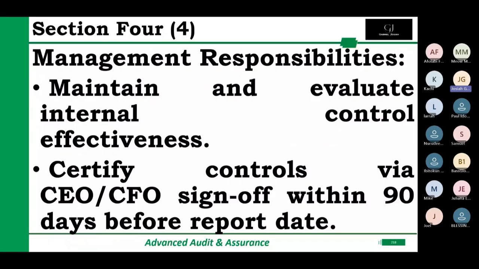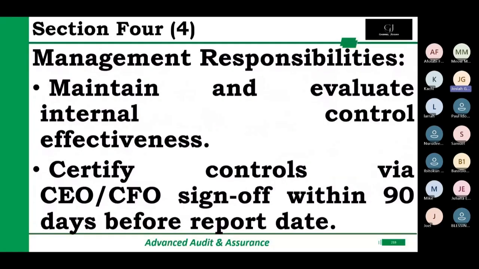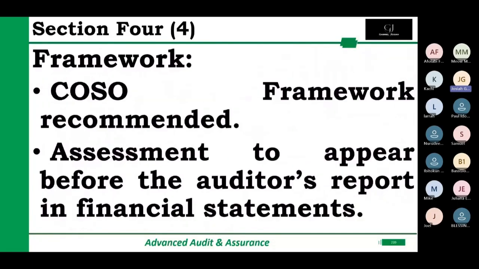So for ICFR, management responsibilities are enshrined clearly: to maintain and evaluate internal control effectiveness and certify controls, and these 2 principal officers are responsible. The CEO, like I said earlier, and the CFO must sign and certify these controls within 90 days before the report date. Take note of that. Also, management needs to disclose significant deficiencies, fraud, and post-year end changes in that report, and provide documented evidence to support risk assessments and any assessments they have provided.